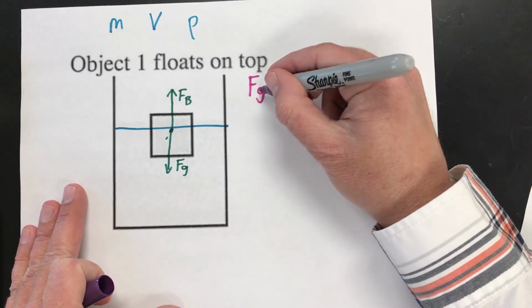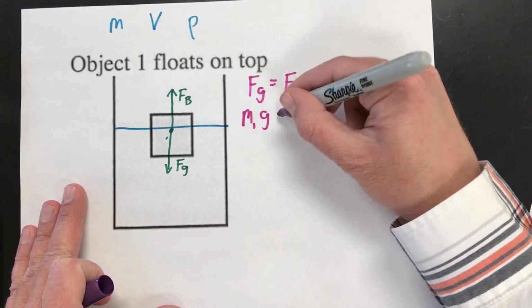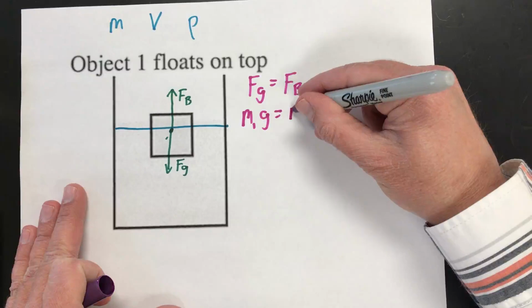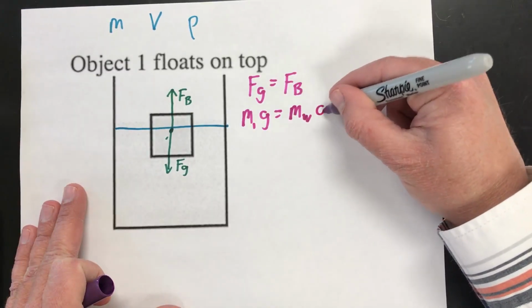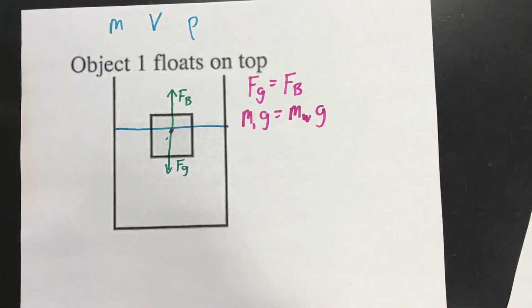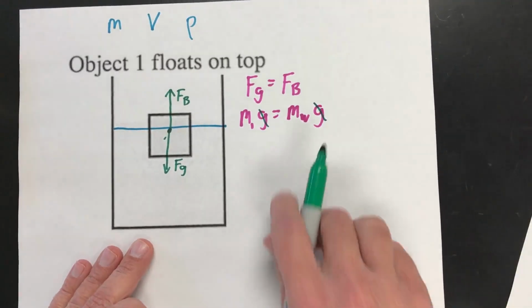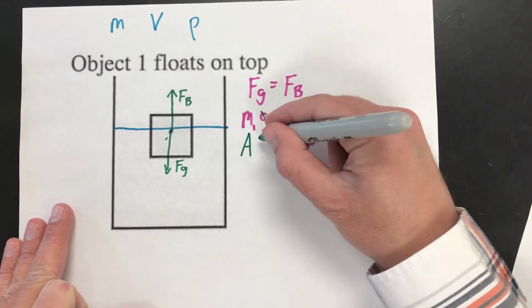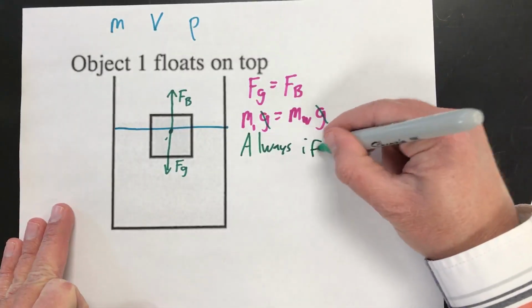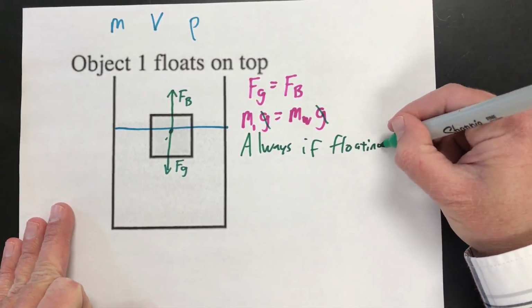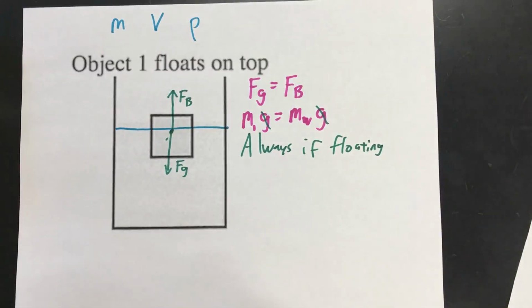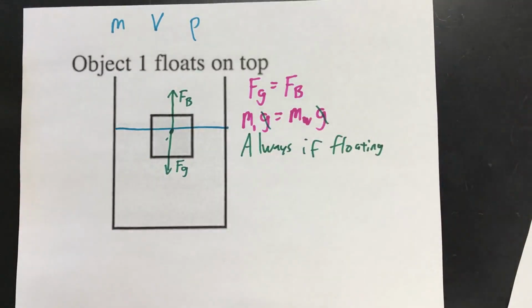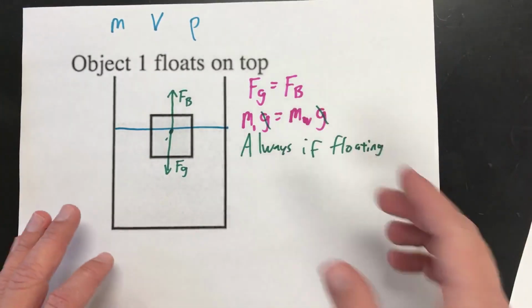And let's substitute in for these. The force of gravity will be the mass of object 1 times gravity, and the buoyant force will be the weight of the fluid displaced. So in other words, the mass of the water displaced times gravity. And we can see here that gravity will cancel on each side, so the two masses must be equal to each other. And that is true always if something is floating. So if something is floating, its mass must be equal to the mass of the fluid pushed out of the way. Or you could also say its weight is equal to the weight of the fluid pushed out of the way. Anytime something's floating, so always remember that.